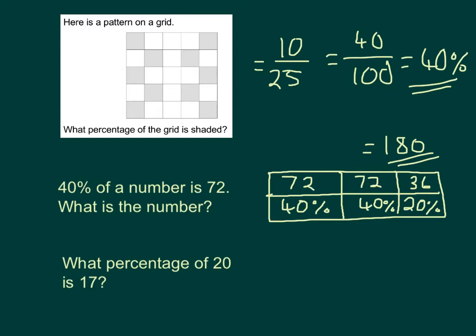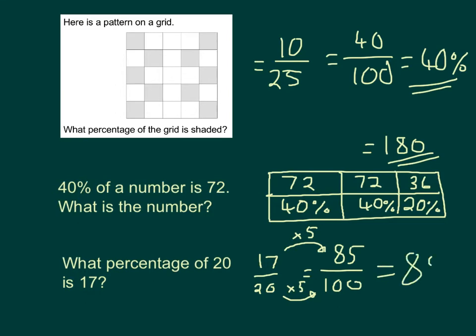I could of course check that by working out 180, 10% of it's 18, 18 times 4 is 72, so it is definitely right. And for the last one, if I've got 17 out of 20, to work out what that would be out of 100, of course, I'll need to multiply it by 5. So that'll mean it'll be 85 out of 100, and of course that means it's 85%.